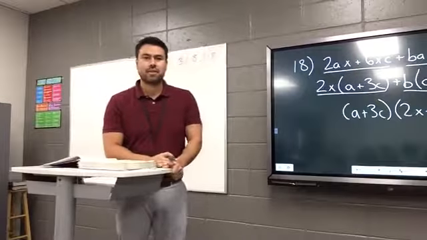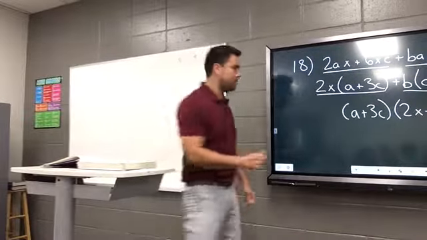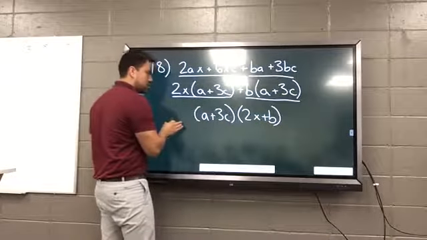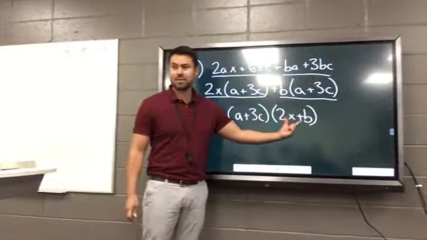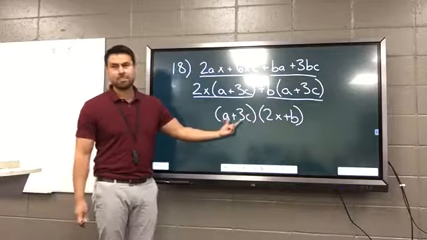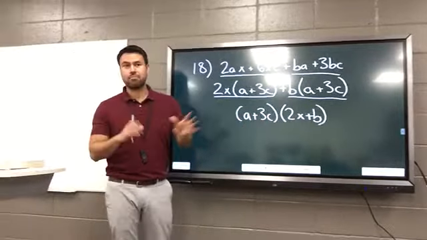Can we switch those two times? Yeah, you can have 2x plus b first times a plus 3c. You can even have b plus 2x, 3c plus a, right? Because it's the commutative property, many different ways.